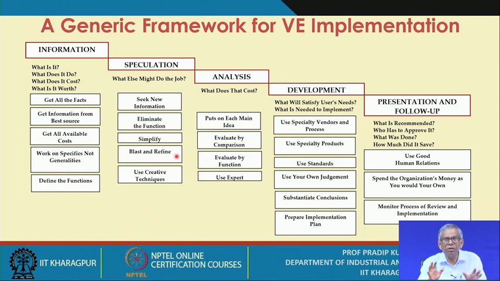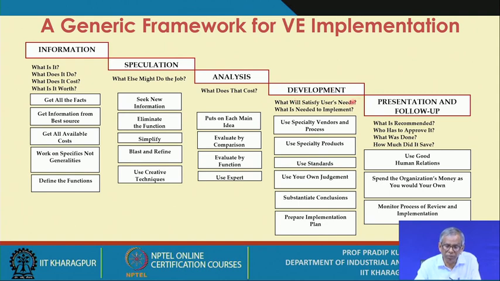That means the entire product details you must know in all the phases. I have already pointed out, use creative techniques. Creativity is the key for success. The next phase is analysis. What does that cost? If you suggest some alternative, you must be in a position to calculate its possible cost. Put a cost on each main idea, evaluate by comparison, evaluate by function. Function is the key, and use expert views. That means it is to be supported by the experts.